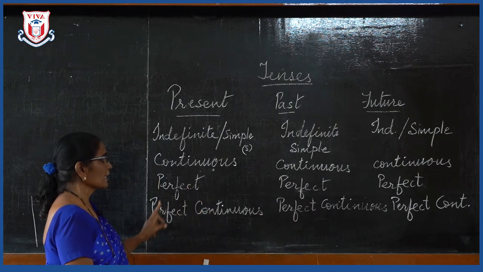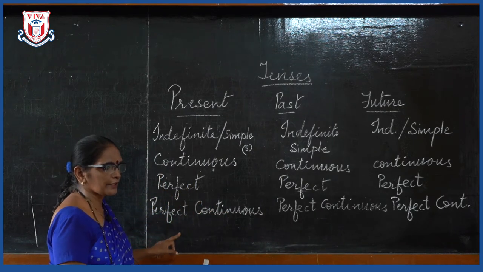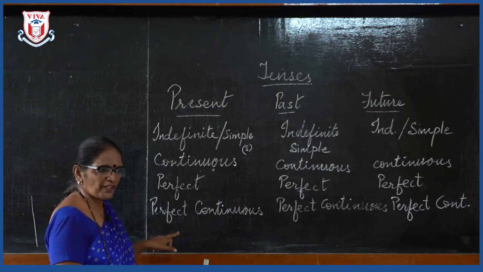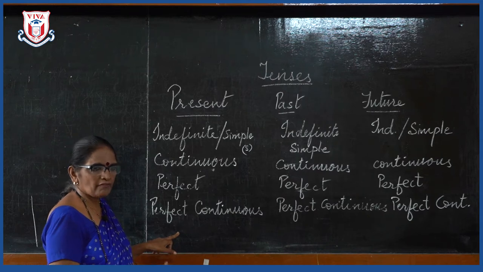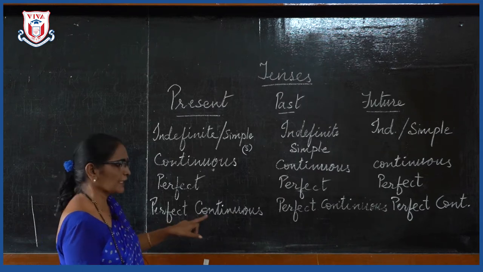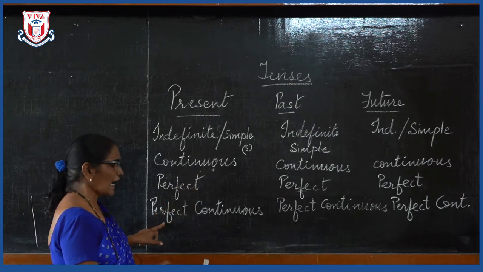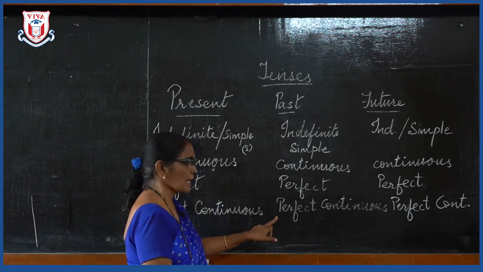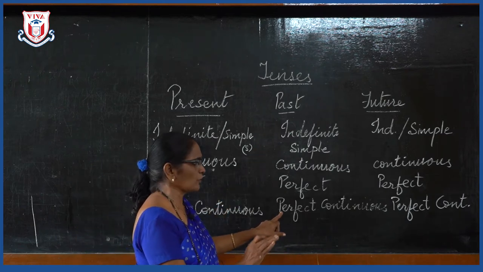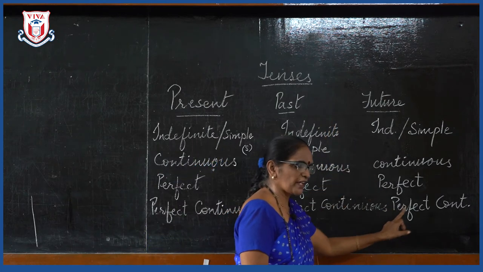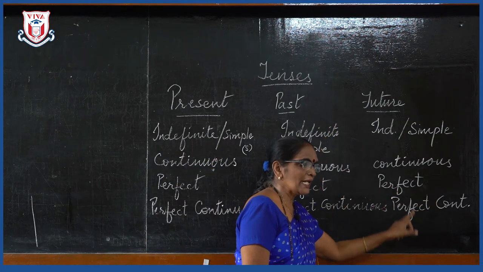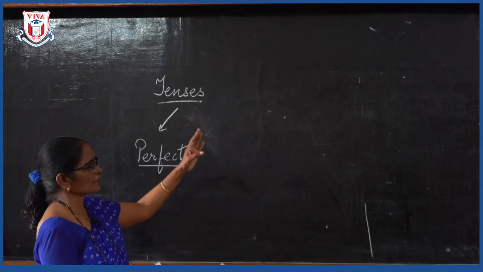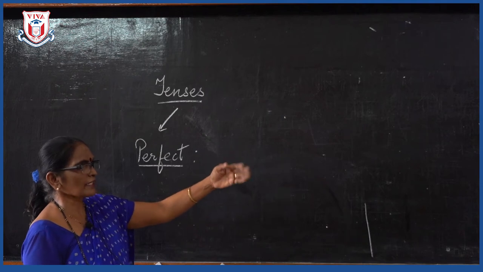Now the last one is the same sentence in the perfect continuous tense. Now in the perfect continuous tense, you will use the perfect tense words, has, have and had. So perfect continuous means Payal has been eating vegetables. Now past tense, Payal had been eating vegetables. Now future perfect continuous tense, Payal will have been eating vegetables. Okay, it is very easy for us to remember these present, past and future tense.